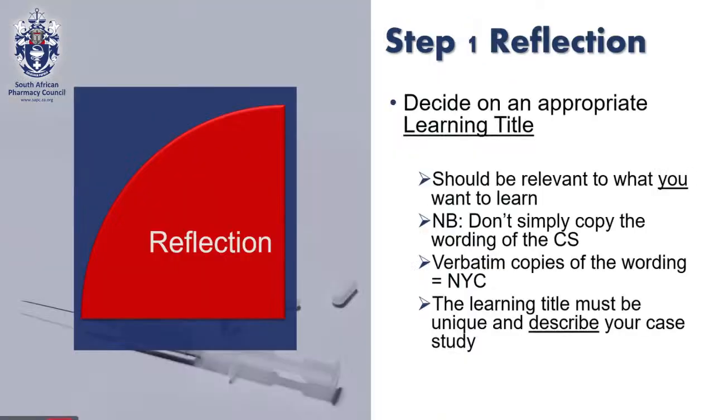So the first one we're going to have a look at is reflection. This is where we start. Something happened in the pharmacy, and we determined that we need to learn something. First of all, we're going to decide on an appropriate learning title for our activity that is linked to what we want to learn.